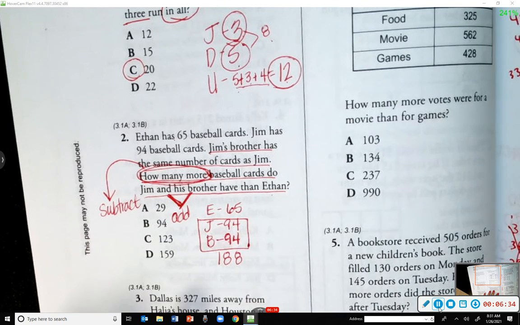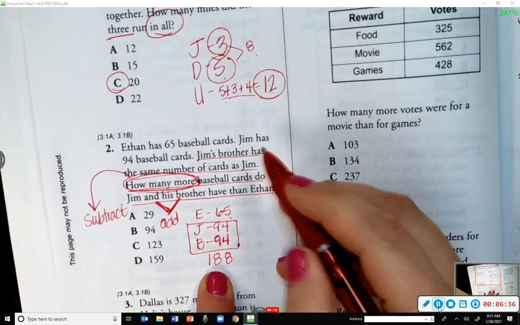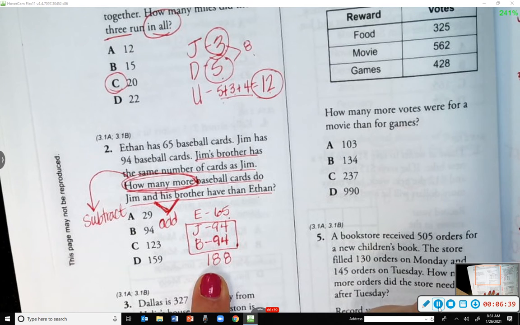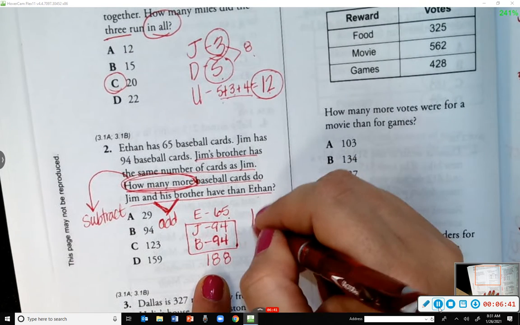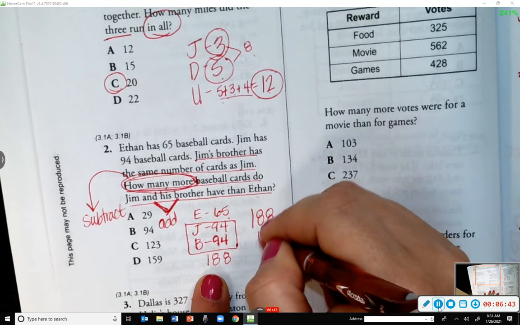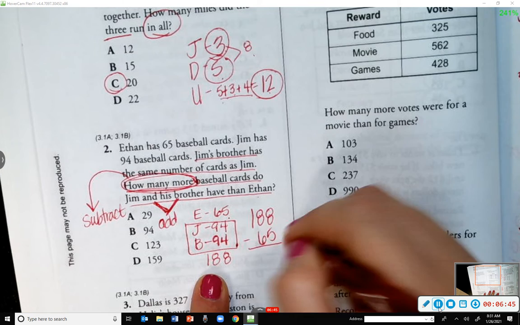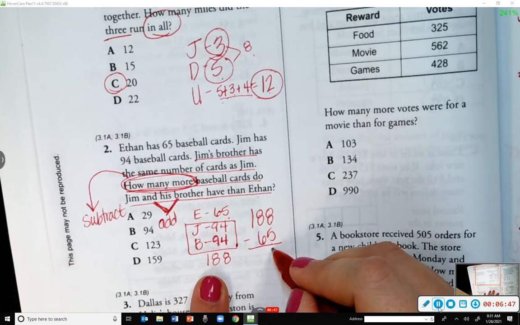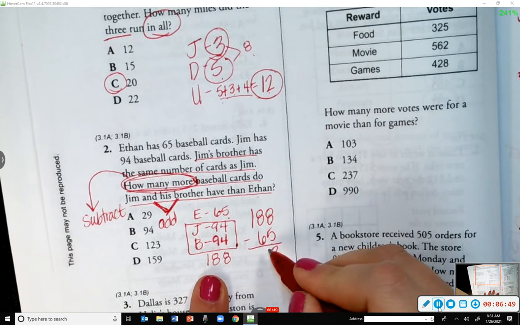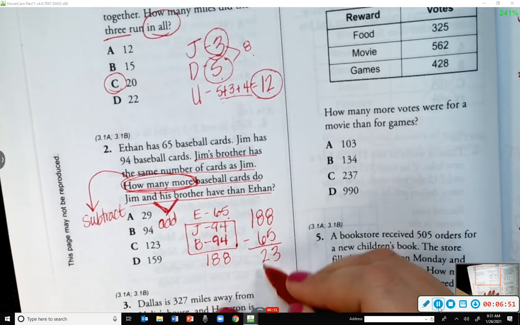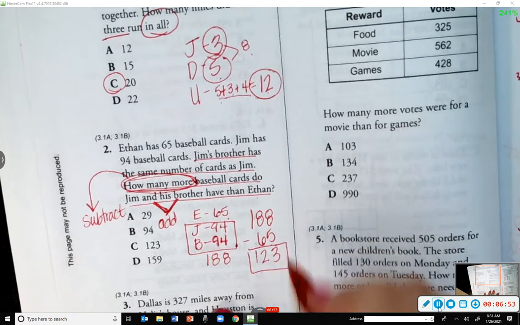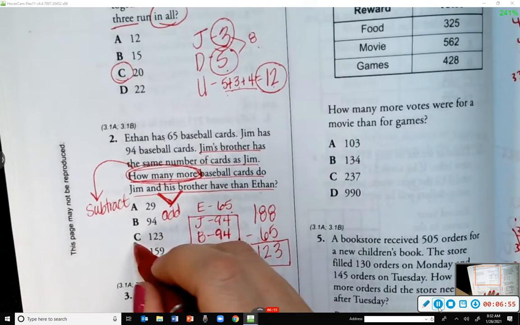Very good. We're going to subtract 188 and 65. What number needs to go on the top? 188. The bigger number always goes on top. 8 minus 5 is 3. 8 minus 6, 2. 1 minus nothing, 1. 1, 2, 3. C is the correct answer.